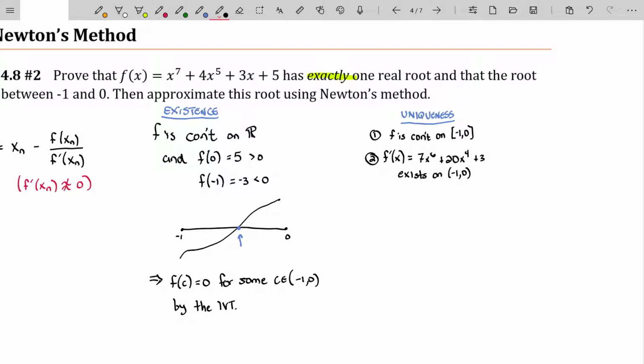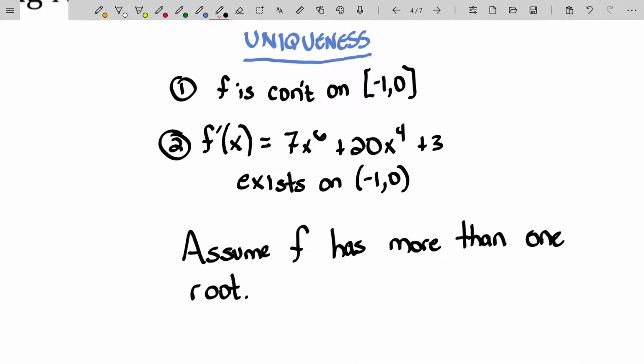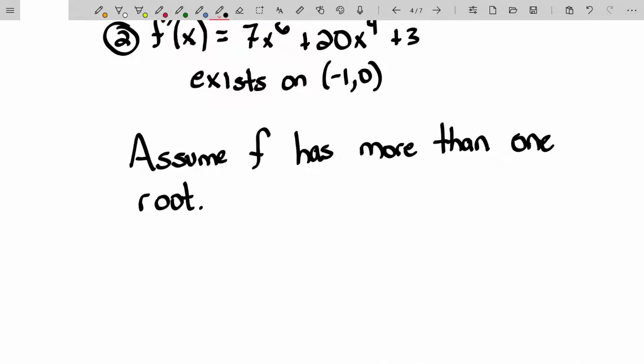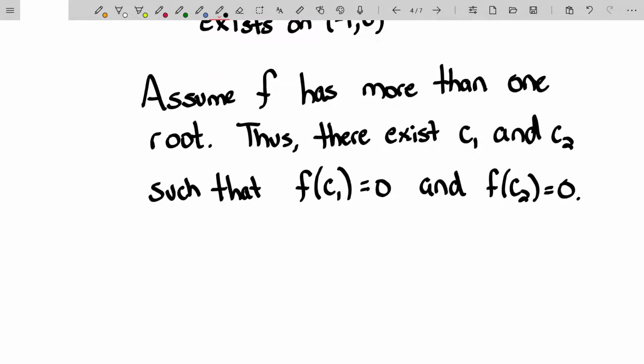But once you say there's more than one root, then you have at least 2. So let's assume there are 2 roots. Of course, saying you have more than one root is the same thing. So given that, we know there must exist 2 numbers such that f is going to be 0 at those 2 numbers, because we're assuming f has more than one root. So f must turn into 0 at 2 different values, C1 and C2, where C1 is not equal to C2.